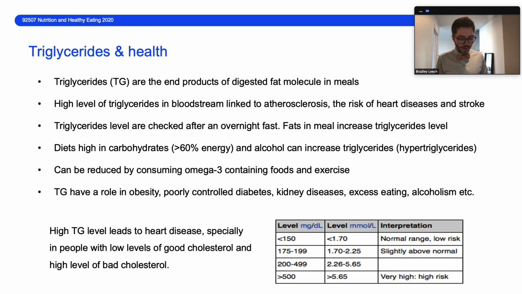All right, another element closely related to cholesterol is your triglycerides. Triglycerides are the end product of fat digestion. So when we consume fat, we break it down into triglycerides. Okay. High levels of triglycerides in the bloodstream are actually linked to heart disease and stroke. These triglyceride levels should be, and are, only checked after an overnight fast.